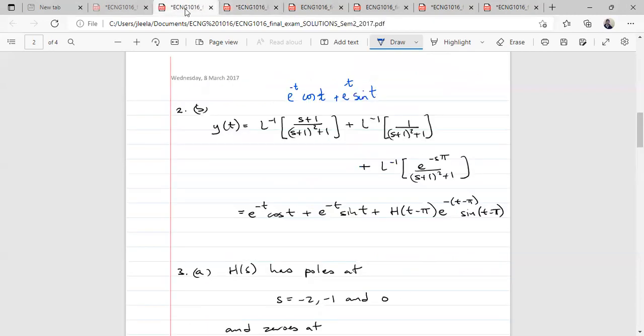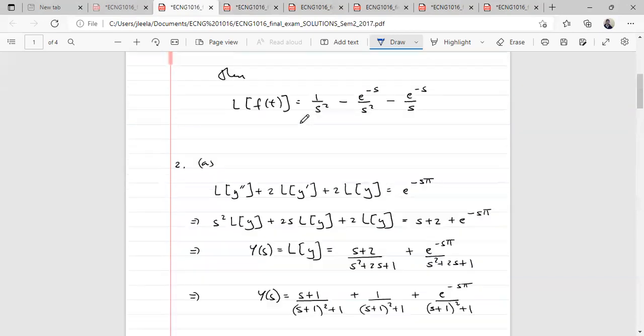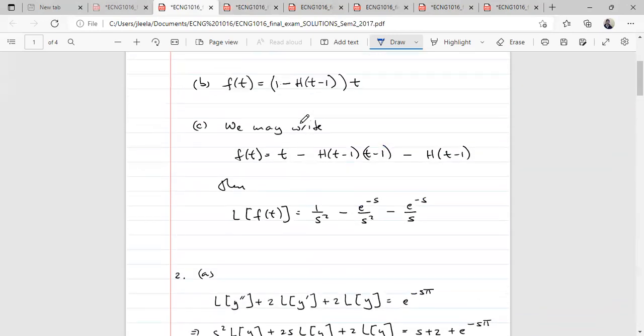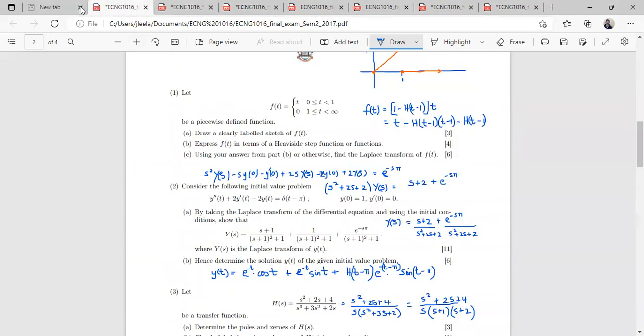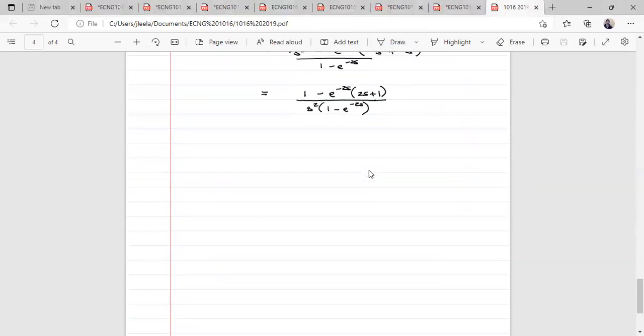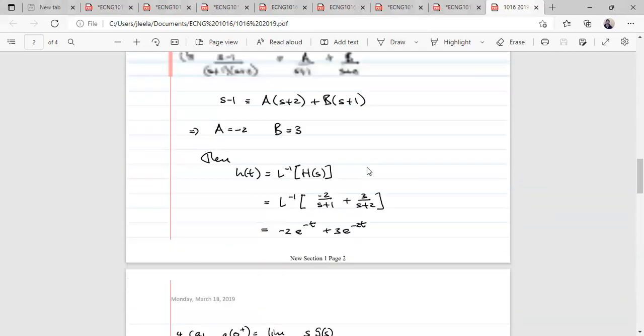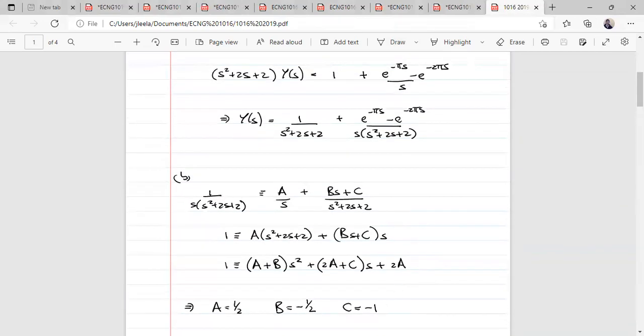So I might need to pull up the page with that one in order to show you it. Just give me a few seconds here.